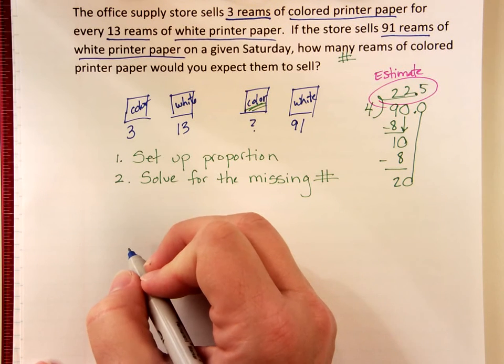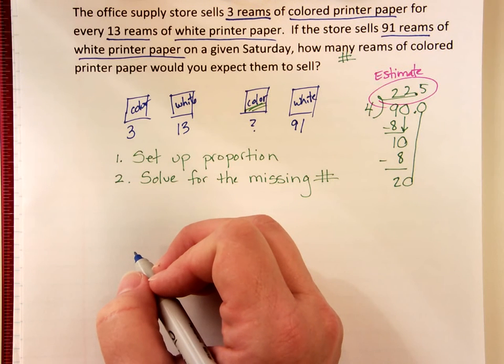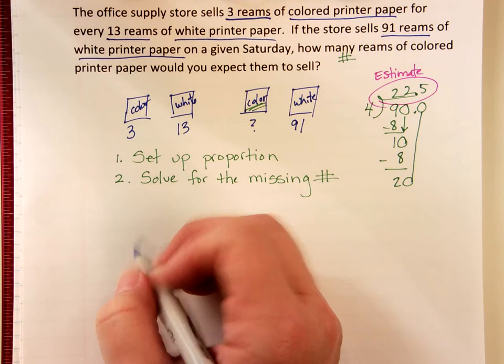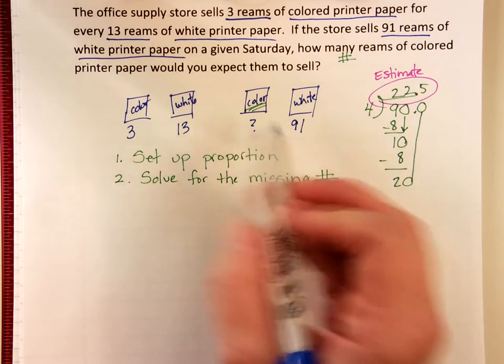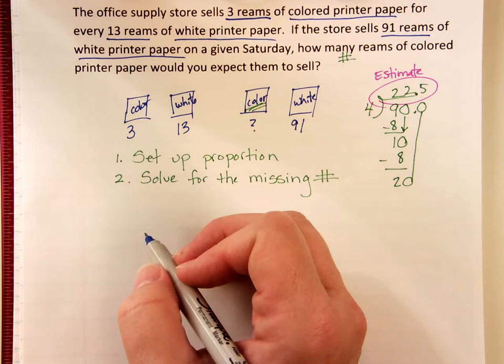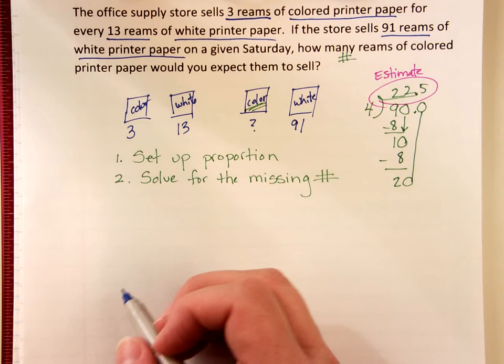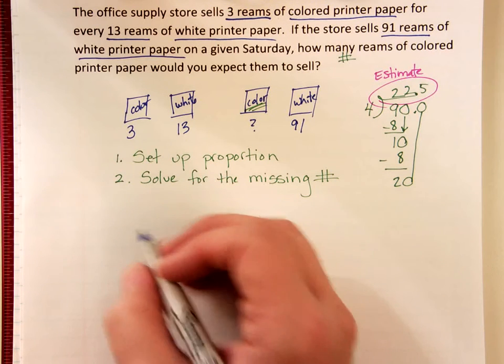The proportion is going to have 2 sides to it. On one side, it's going to be the ratio that you know. It's either going to be this one or this one. Well, this has a question mark, so let's work with this one. It doesn't really matter which we put first. The 3 could go on the top or the 13 could go on the top, but we have to keep track of our units. That's the key.